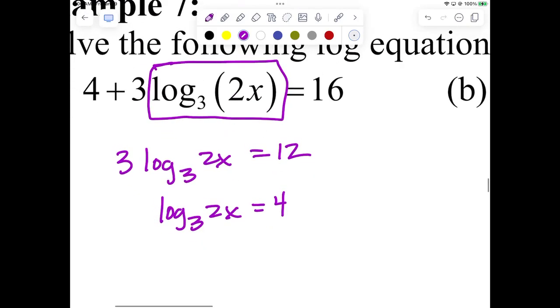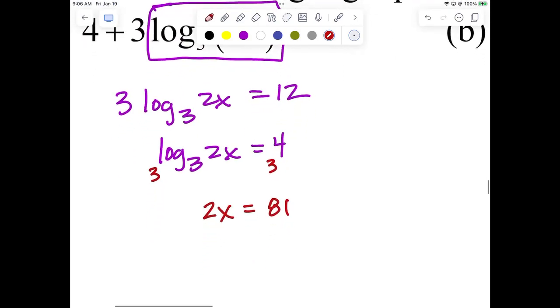I isolated the log, single log. So now I can either exponentiate both sides base 3, which if you do that, you're going to have to show this right here. What would 3 to the log base 3 of 2x be? 2x, and then 3 to the fourth. Can we simplify that? I guess 81. It's 9 squared. And then I solve for x, and I get 81 halves.